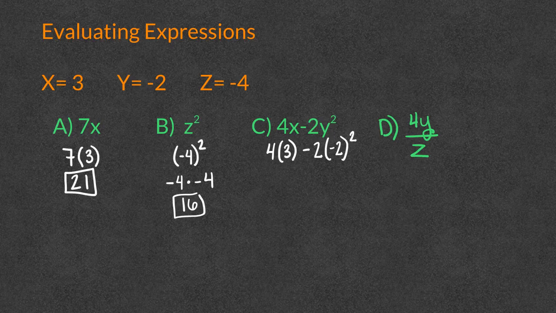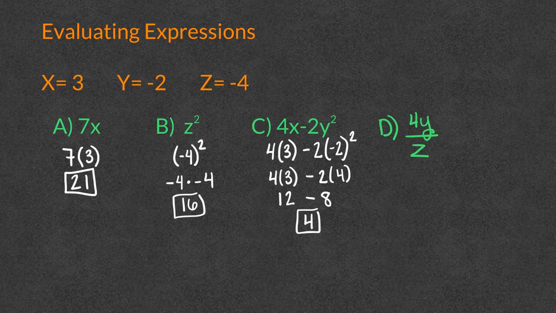And here, we're going to do our exponent first. So we're going to take that -2 and we're going to square it. So remember, just like in the previous problem, it's going to be thought of as -2 times -2, which is +4. So really I'm going to do 4 times 3 minus 2 times 4. So I'm just simplifying as we go. Now I'm ready to do multiplication. So 4 times 3 is 12 minus 2 times 4, which is 8. So 12 minus 8 is 4.